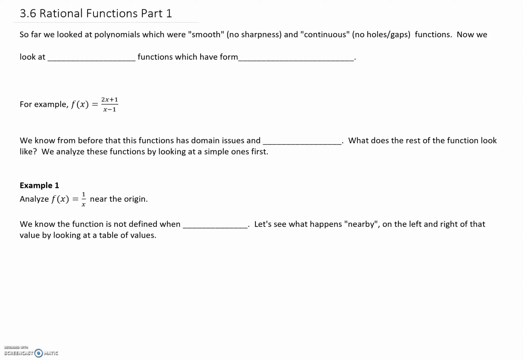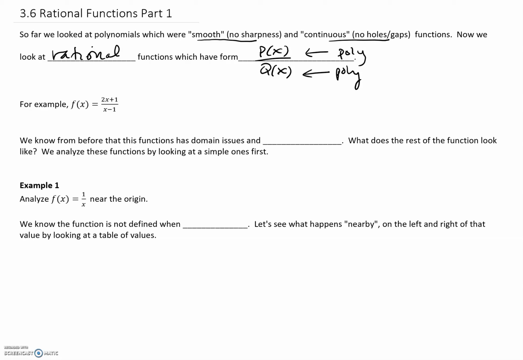So far we looked at polynomials, which were smooth and continuous functions. In other words, smooth, we said they had no sharp corners, and continuous, they had no holes and gaps in their graphs. Now we look at rational functions, and these have the form p of x over q of x, which is essentially just a polynomial divided by another polynomial.